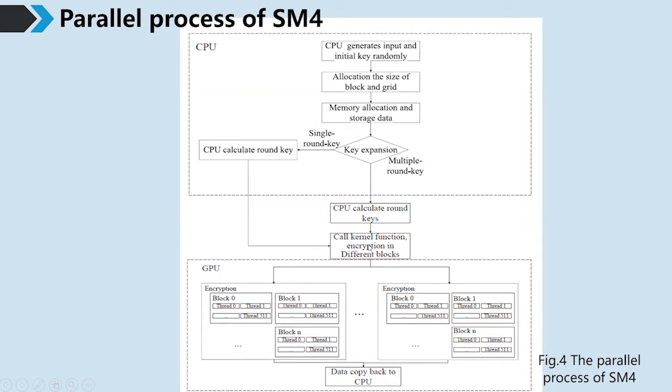So the whole parallel process of SM4 is shown in this figure. First, randomly generate the input and the key according to the sizes of input and key that you need, and allocate memory, allocate the size of block and grid. Then, the round keys will be generated by GPU or CPU according to the multi-key or single-key mode. Finally, the data is copied to the GPU and the kernel function is called for encryption and decryption operations, and then the result is copied back to the CPU.